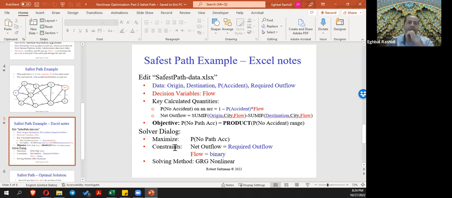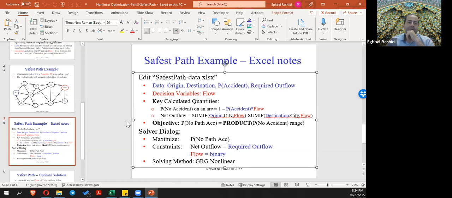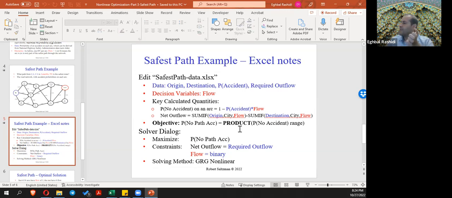All right, and that's about it. We also have to make sure that the net outflow constraints are met, and also we have to input the constraints that the flow variables are binary, and that's all. That's all we have.